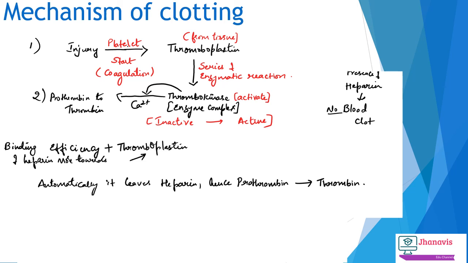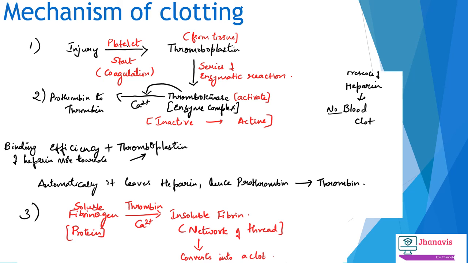giving the third signal for the cell to produce a clot. This will in turn result in the soluble fibrinogen converting into insoluble fibrin in the presence of thrombin and calcium. A network of threads is produced, which converts itself into a clot.